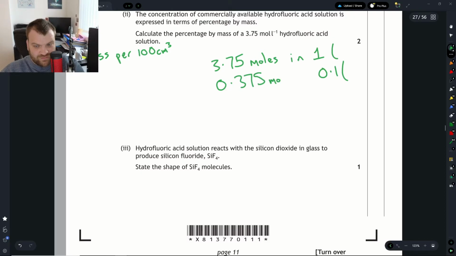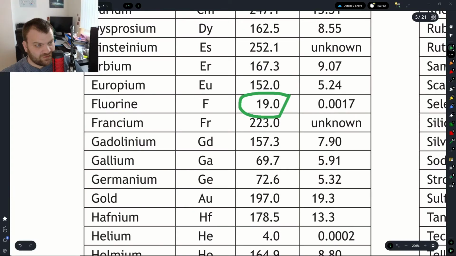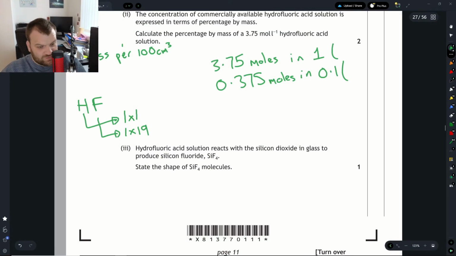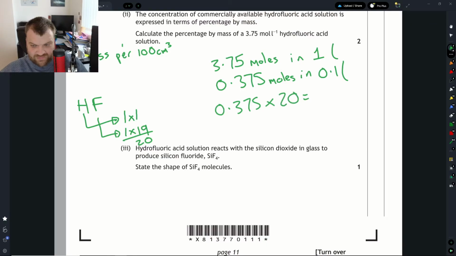0.375 moles. Hydrogen fluoride, HF. Hydrogen has a mass of 1, fluorine has a mass of 19 there. That gives you a total of 20. Then we want to do 0.375 times 20, and that would give us 7.5%.